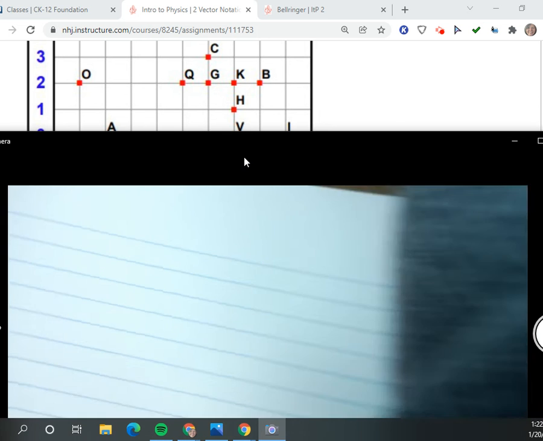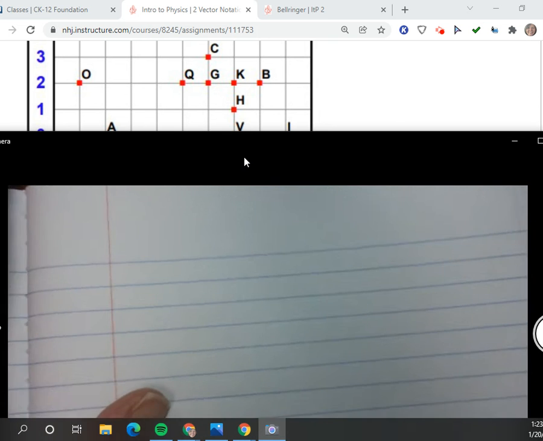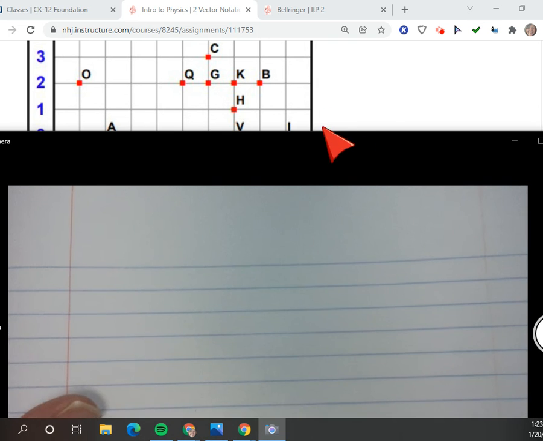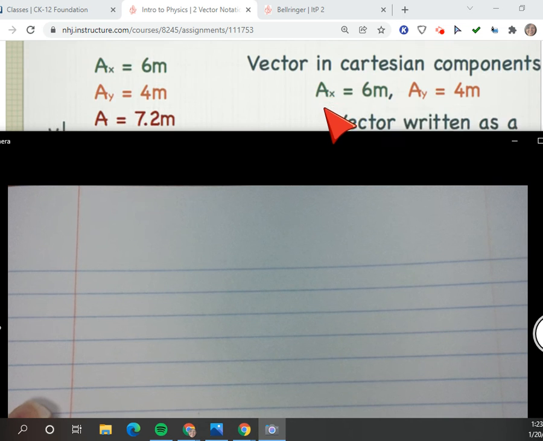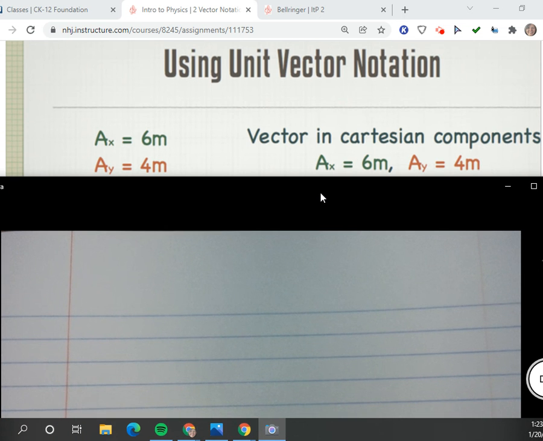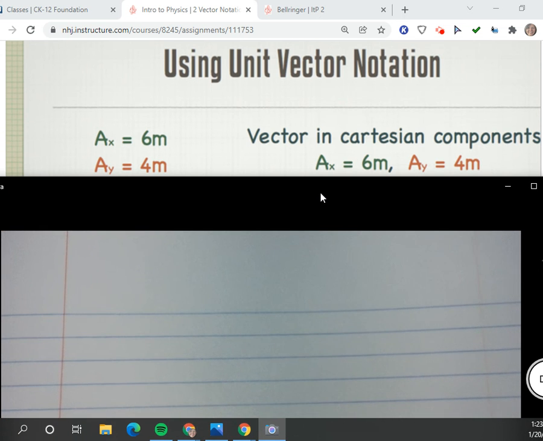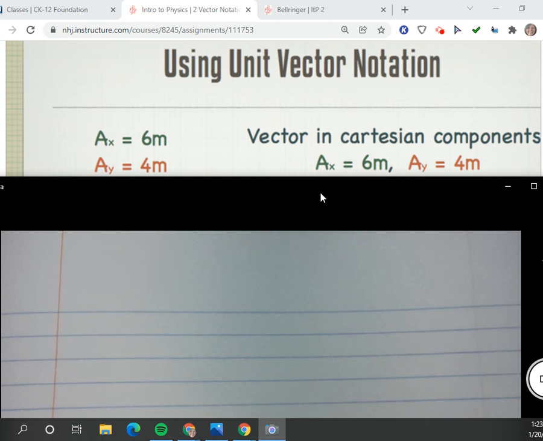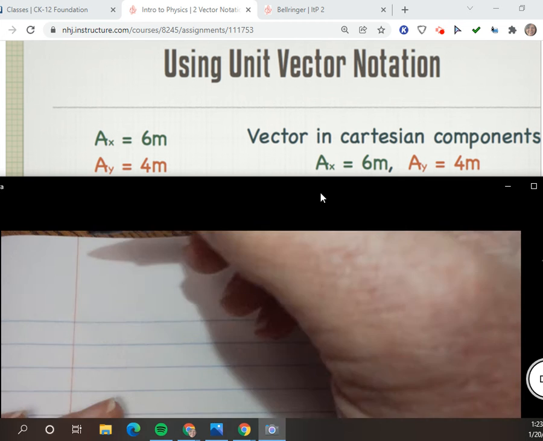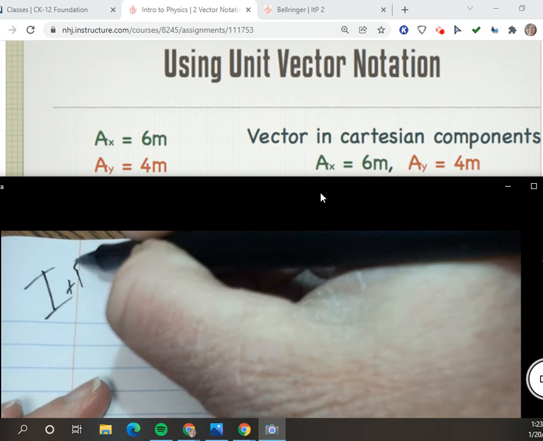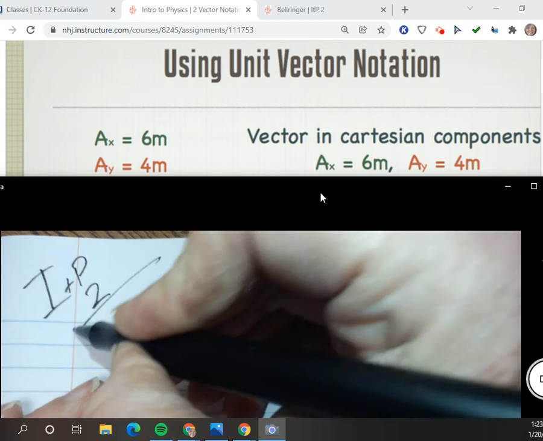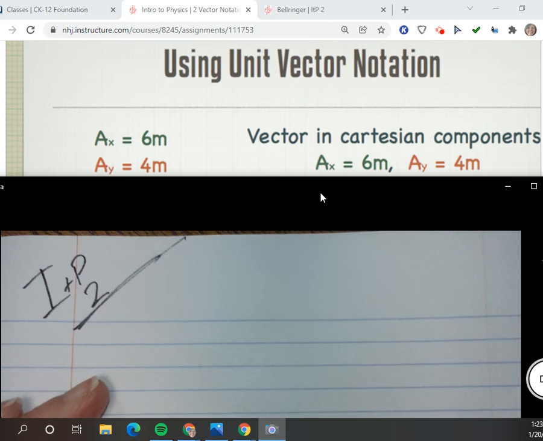Okay, so you should have your notebook out, and we should be ready to go. We're going to look at this picture as we get started. We are going to label this with today's lesson title, Introduction to Physics 2. This is vector notation.